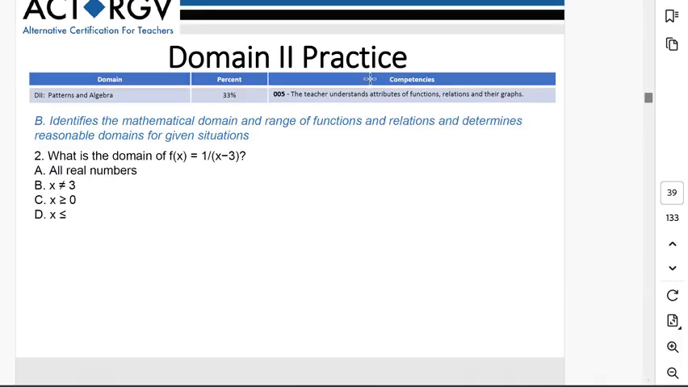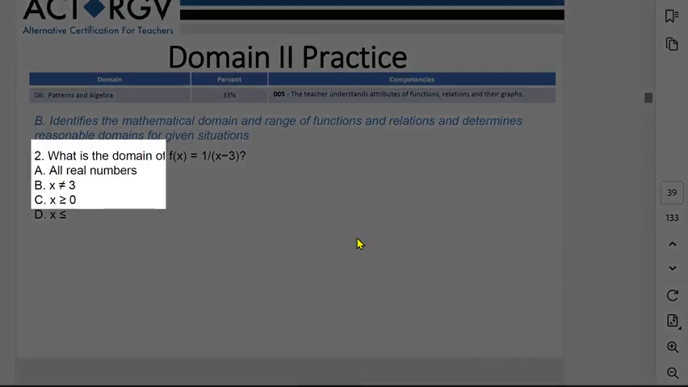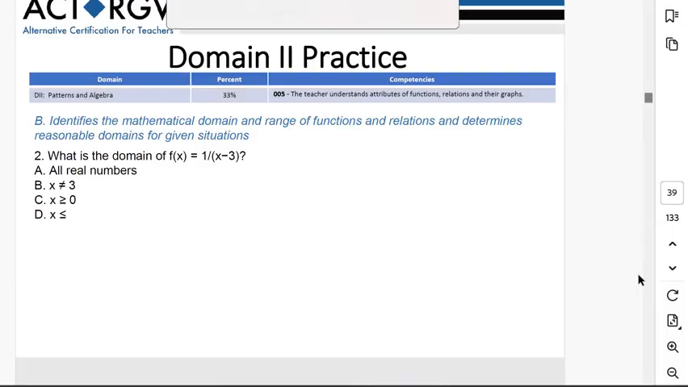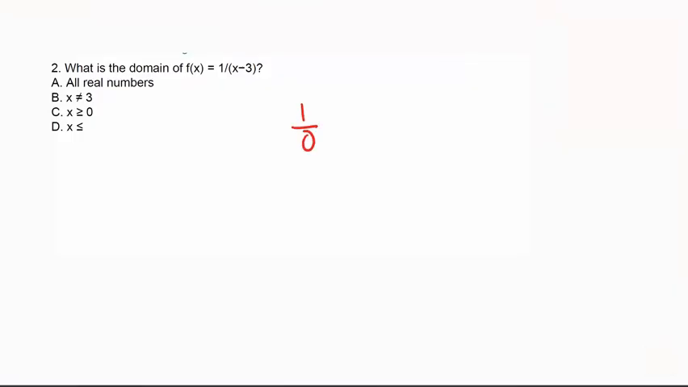Do you have a calculator with you? No, just my phone. Okay, your phone. All right, here we go. I want you to do 1 divided by 0. What happened to your calculator? It's undefined.